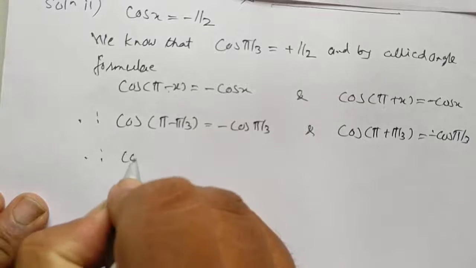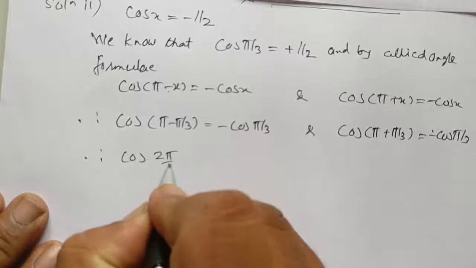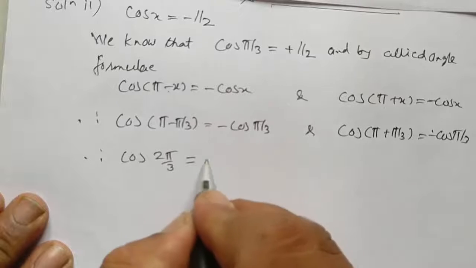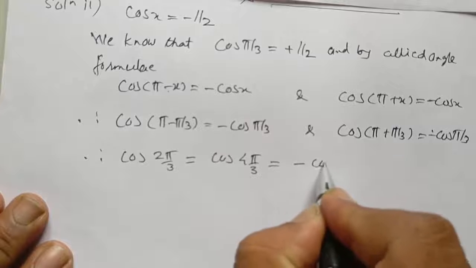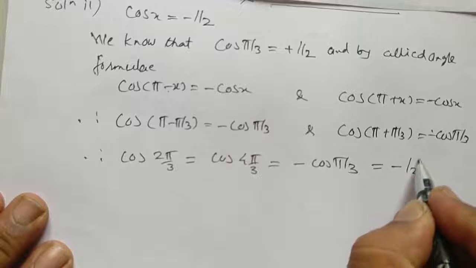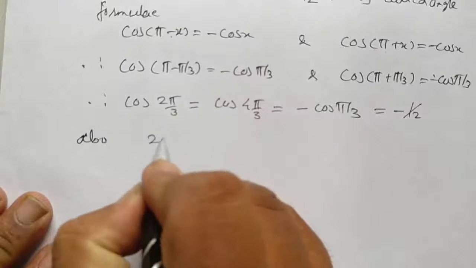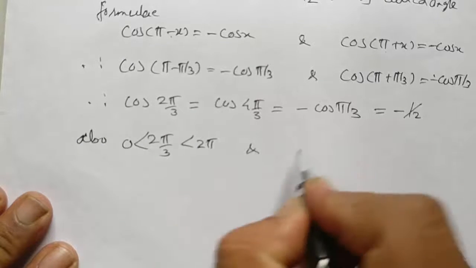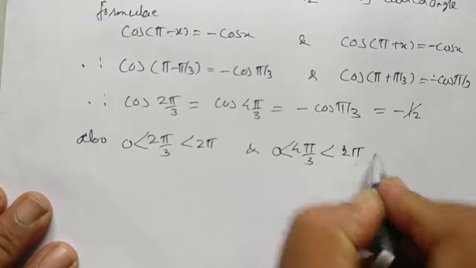Therefore, cos of pi minus pi by 3, which is 2 pi by 3, is equal to cos of pi plus pi by 3, which is cos of 4 pi by 3. It is equal to minus cos of pi by 3, so this is equal to minus 1 half. Also, these two values, 2 pi by 3 is greater than 0 and less than 2 pi, and 4 pi by 3 is also greater than 0 and less than 2 pi.